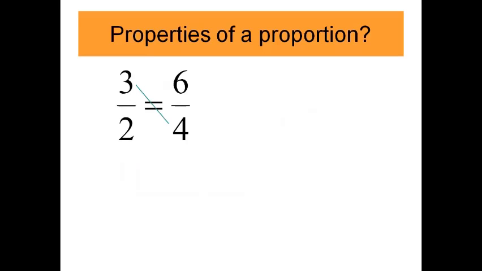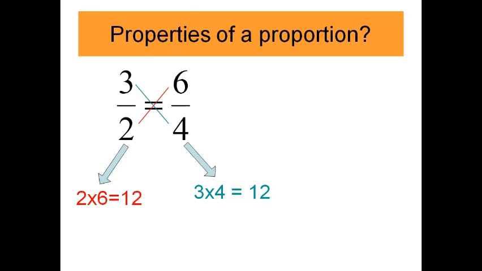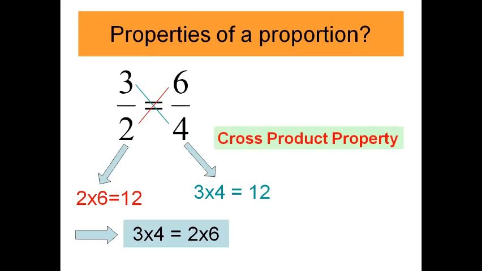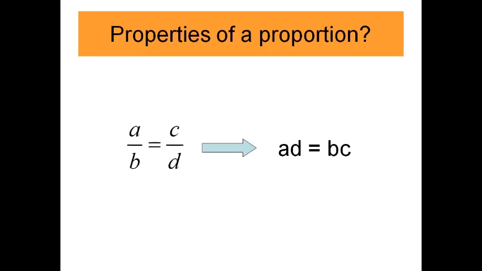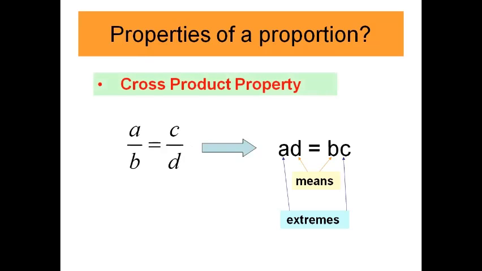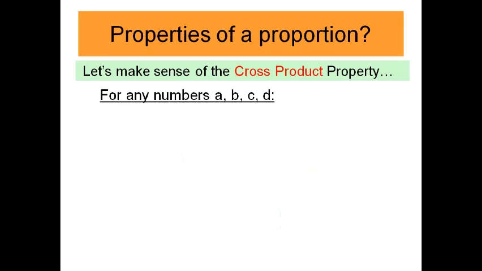3 by 2 is equal to 6 by 4. If the ratio is given like this, you can take 3 into 4, that is equal to 12, and 2 into 6, that is also equal to 12. This is known as cross product property. A upon B is equal to C upon D can be written as A into D is equal to B into C according to the property of cross multiplication. D and B are known as means, while A and C are known as extremes.